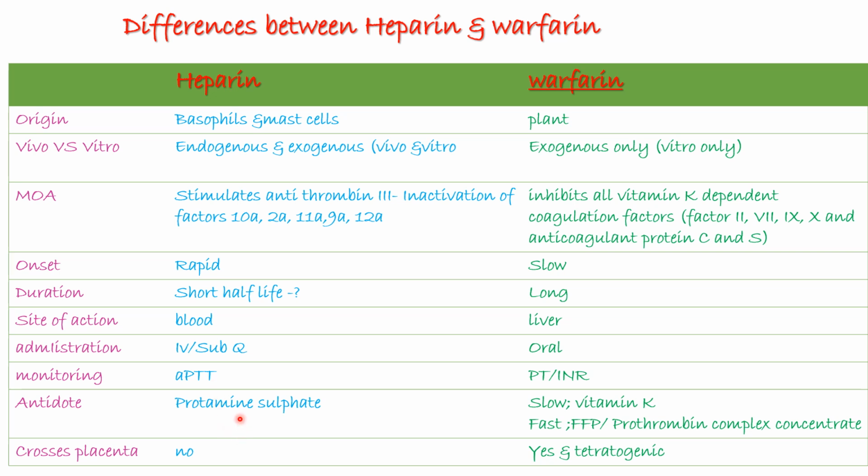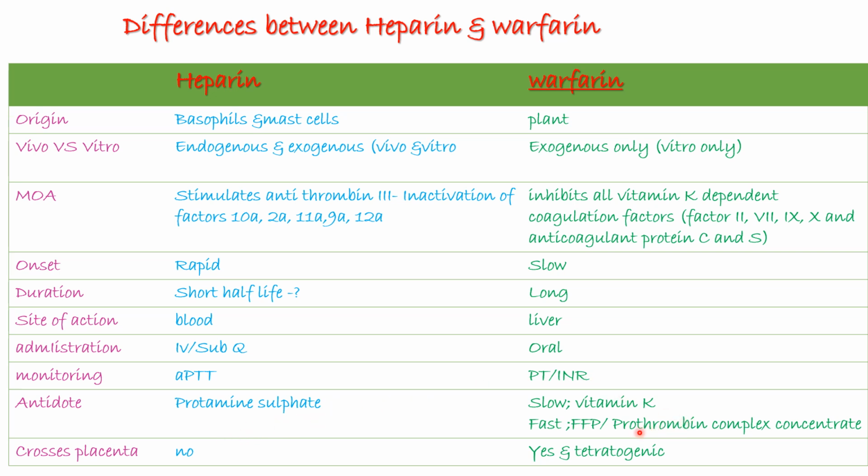Our antidote when giving heparin is protamine sulfate, and kindly note we have 3 types of heparin. We have low molecular weight heparin, we have unfractionated heparin, and we have synthetic heparinase. So in terms of the antidote or the reversal mechanism, we have partial reversal in low molecular weight heparin, and we have complete reversal in unfractionated heparin. But the antidote is just protamine sulfate.